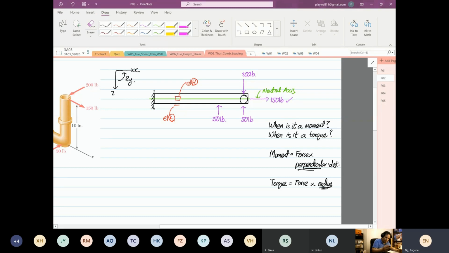All these forces over here that you see now, based on this view, is it a moment or a torque? Anyone? Based on this view now, all three of them are moments. And why is it a moment? You're right. Because we're not dealing with the radius at this time.